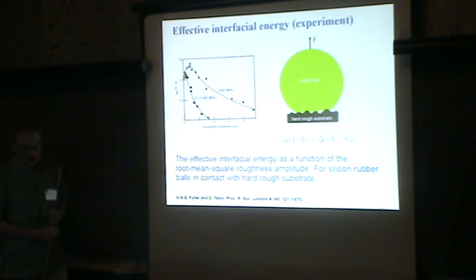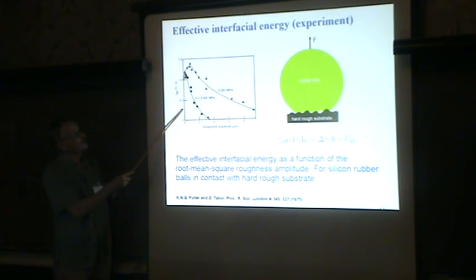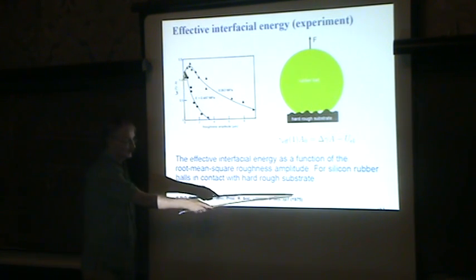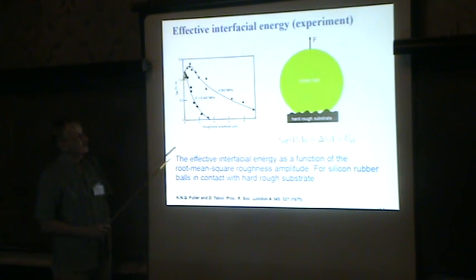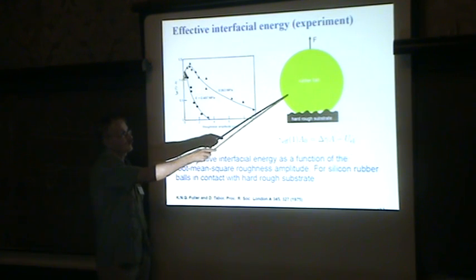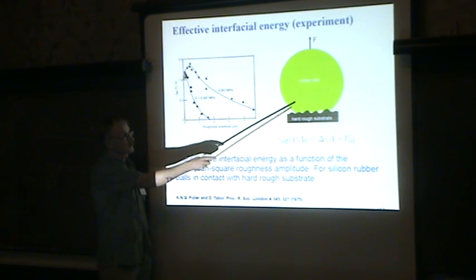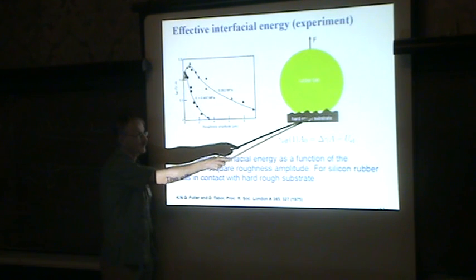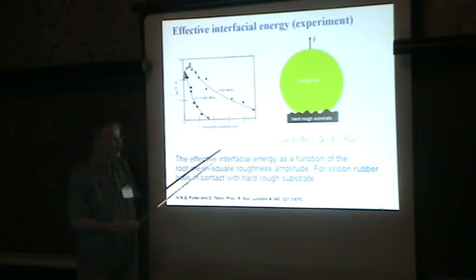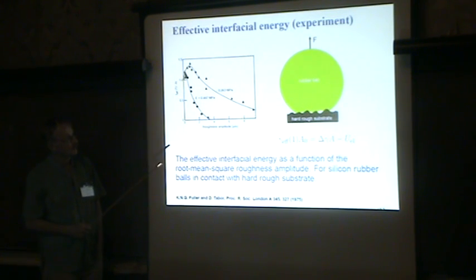And before telling you how to calculate this effective interface energy, let me show you some results. These are very classical experiments by Fuller and Tabor, quite a long time ago. They did an experiment on silicone rubber balls in contact with rough surfaces. These were sandblasted plexiglass surfaces. If you sandblast for longer, you get more roughness.